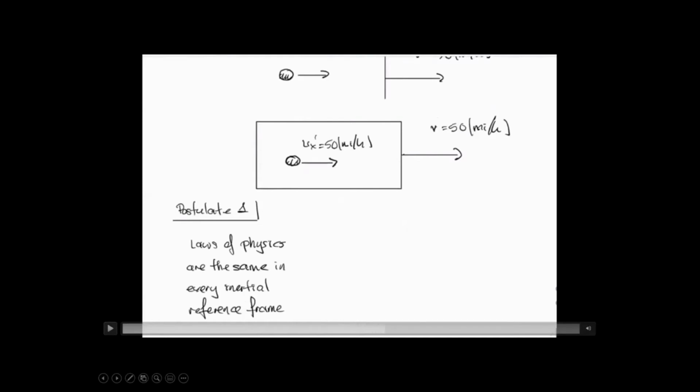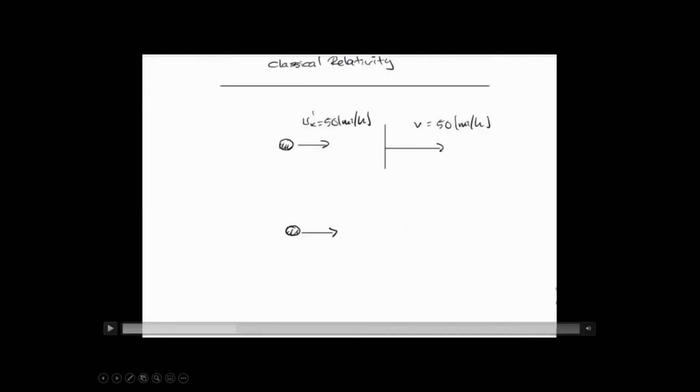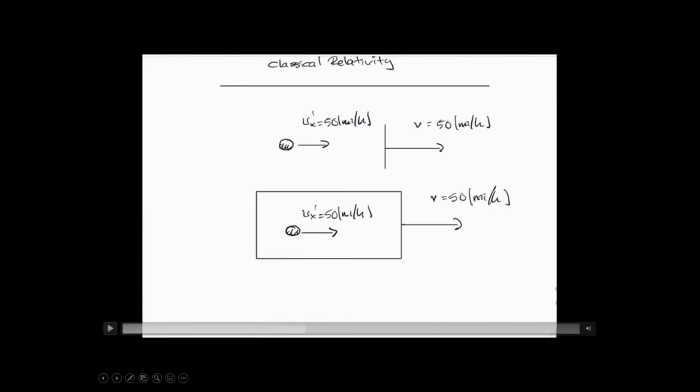Now postulate number one, the assumption number one, says the laws of physics are the same in every single inertial reference frame. Which means that if you're outside, the fastest you can throw this ball is 50 miles per hour. Inside a moving reference frame, as long as it's moving in a straight line at a constant speed, the fastest this is going to move is still 50 miles per hour relative to you. So that's the meaning of it.